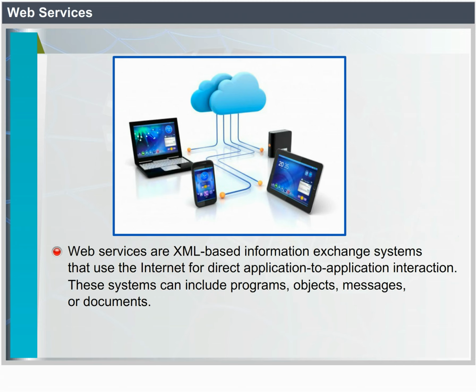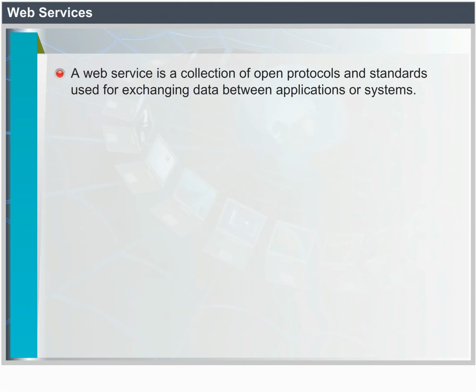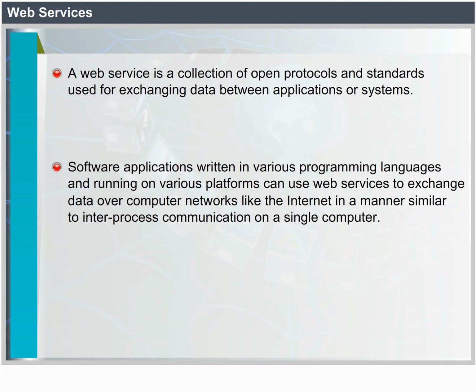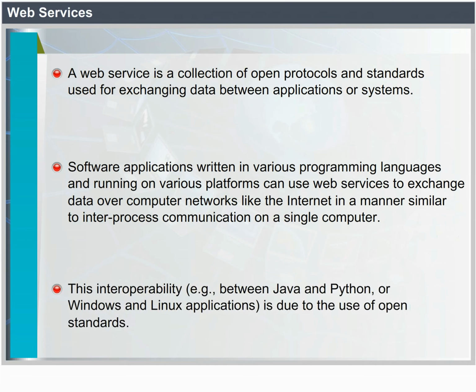A web service is a collection of open protocols and standards used for exchanging data between applications or systems. Software applications written in various programming languages and running on various platforms can use web services to exchange data over computer networks like the Internet in a manner similar to inter-process communication on a single computer. This interoperability, for example between Java and Python or Windows and Linux applications, is due to the use of open standards. The basic web services platform is XML plus HTTP.